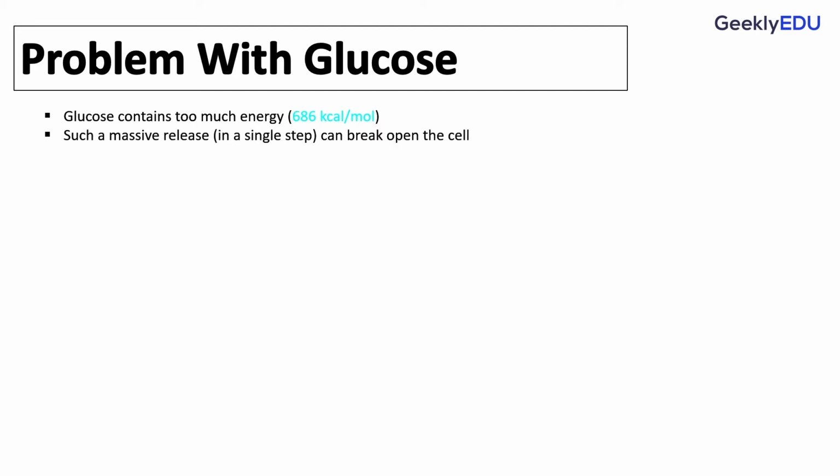Now, why don't we simply use glucose for all purposes of our cell? Simply because it's too much. We all have seen a dam. What is a dam? It stores a lot of water. But what would happen if that dam breaks? A huge amount of energy would be released with the water and it would wreak havoc. And that is exactly what will happen if all the energy of the glucose, which is 686 kilocalories per mole, is released in a single step.